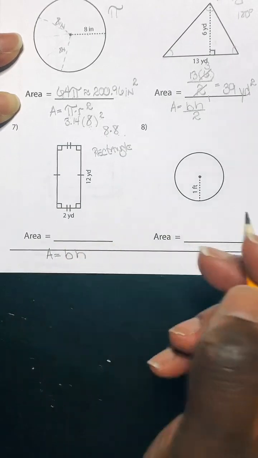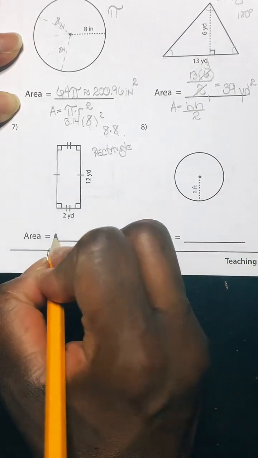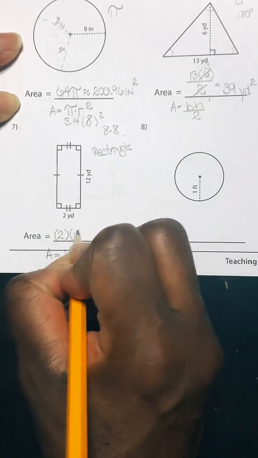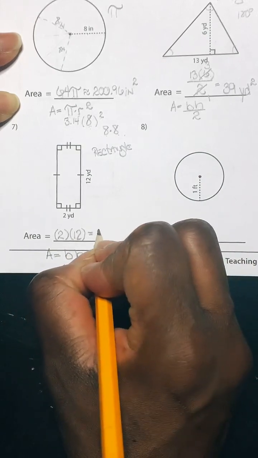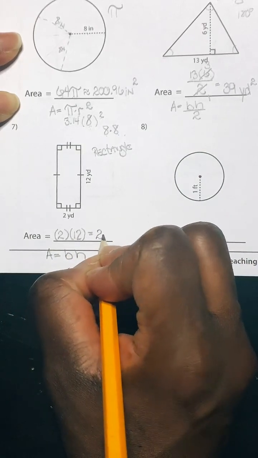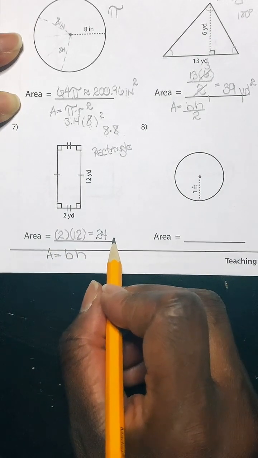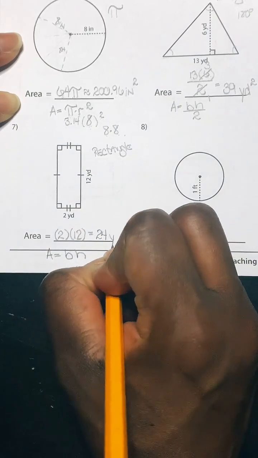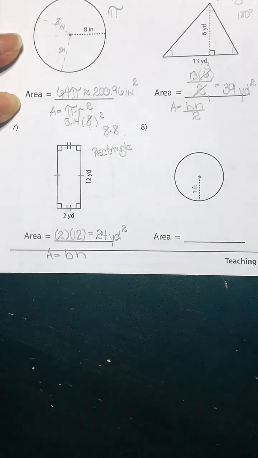So they gave us our base. If you want to do length times width, you can do length times width. It's fine. So if we're saying our base is 2 and our height is 12, 2 times 12, just like Brittany said, was 24. But 24 what? Okay, there you go, film artist. Okay, we got our square yardage, or yards squared.